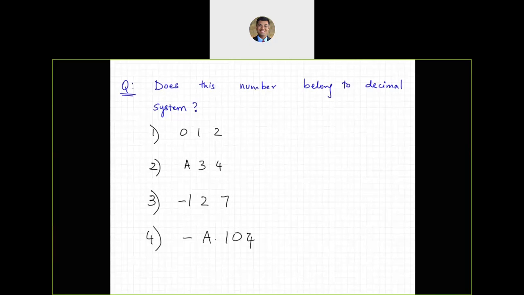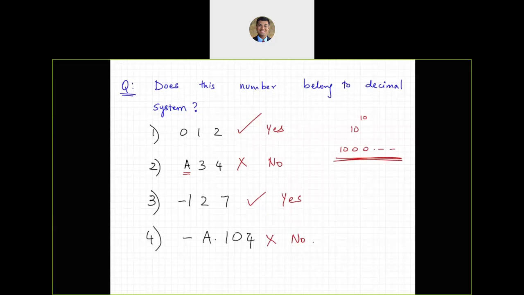Over here, 0, 1, and 2. Each one of those digits belongs to that set. So, yes. A, 3, 4. Well, A is the problem here. A does not belong to the set 0 through 9. So, no. Negative 127. Yes. Again, A. No. So you have to take a look at the number itself. 10 raised to 10 is what? 1 followed by a bunch of zeros, right? So all of those digits belong to that set. So yes, it does belong to the decimal number system. So it's the individual digit that you are checking for. I hope that was helpful.